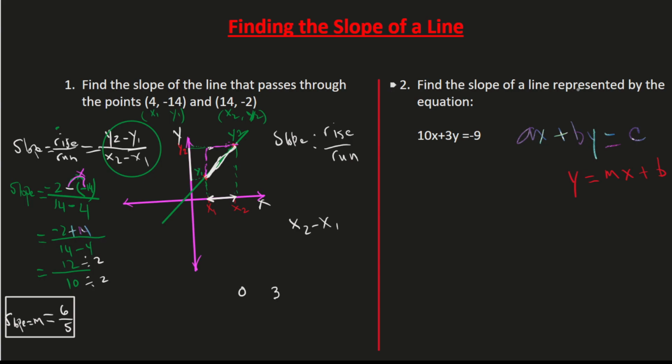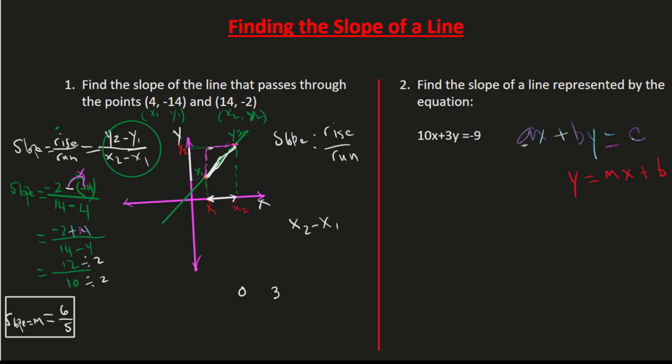Find the slope of the line represented by the equation 10x plus 3y is equal to minus 9. This is a little different from what we are asked to find here, but at the end of the day, it's going to be the same thing. I just wanted you to see this one here. 10x plus 3y is equal to minus 9. This is called the standard form of the equation of the line. The standard form goes like this: ax plus by is equal to c.